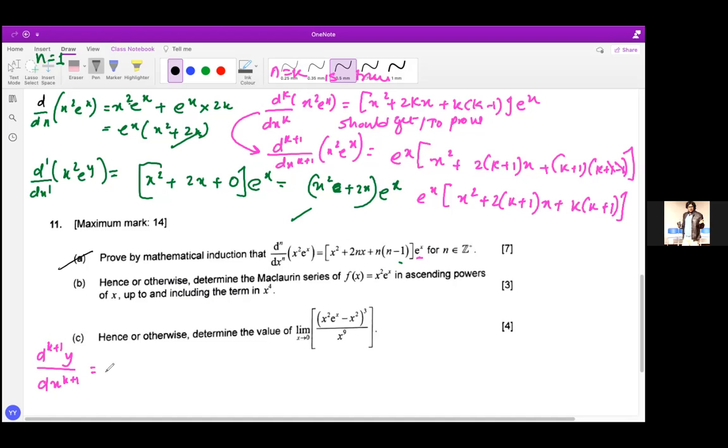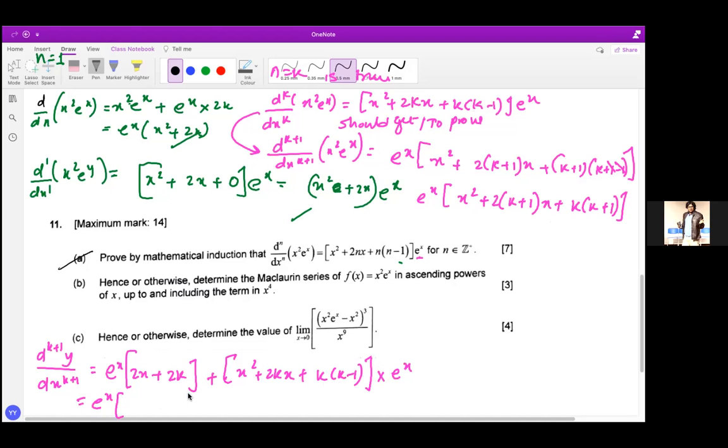So e to the power x as it is into the derivative of all of this. So x squared derivative will be 2x. 2kx derivative will be only 2k. And this derivative will be 0. So that's nothing, plus x squared plus 2kx plus k times k minus 1 as it is into the derivative of e raised to x. So u v dash plus v u dash. Now if I take e to the power x common, I ideally should get what I want here.